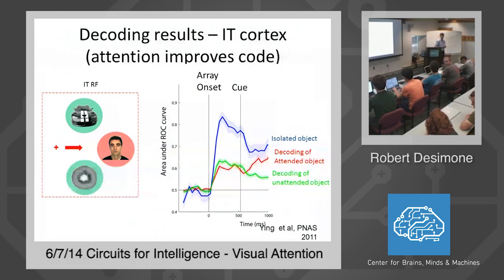Yes? You might get to this, but is it that it increases the gain of some subpopulation of neurons, or is it like inhibiting a non-selected population? Right. So now you're getting into models for what we think is happening in the neural population that's causing these changes. And we're going to get to that very soon.